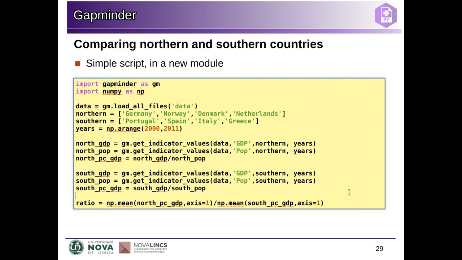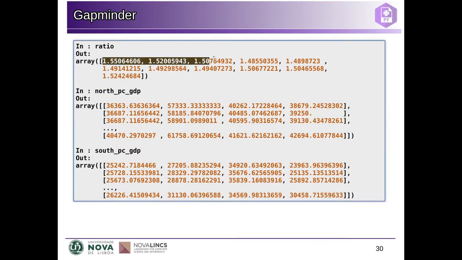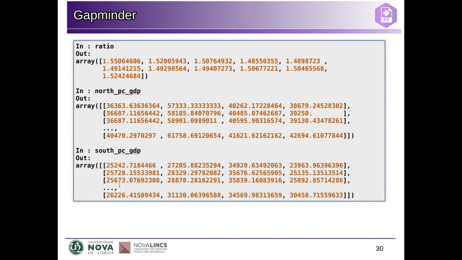And this is the same thing for the southern countries. I get one value per year, which is the per capita GDP average for these four countries. And if I divide one of these arrays by the other, I get a vector with the ratios along the years. So in 2000, the average of the northern countries was 1.5 times the average of the southern countries, 1.5 here, then 1.48, and so forth. And these are the matrices I get in the per capita GDP for the northern and southern countries.